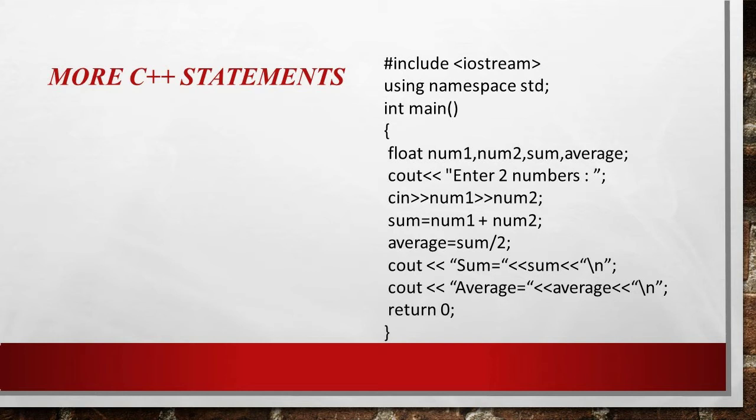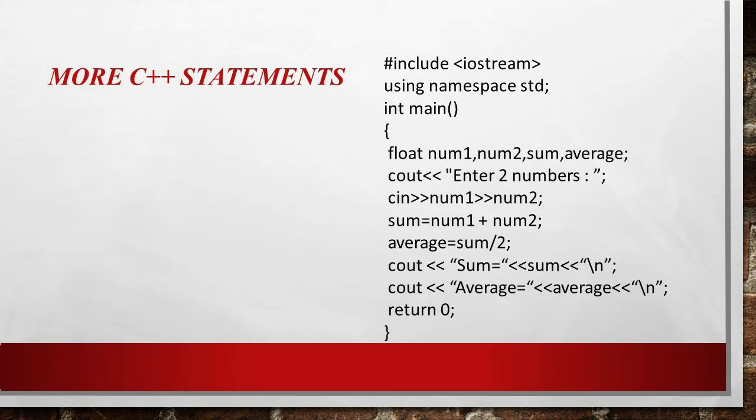Then we have to display a label: enter two numbers. That statement we insert in the cout statement. Then we input the two numbers, which is done with the cin statement: cin number1 and cin number2. These read numbers from the keyboard.